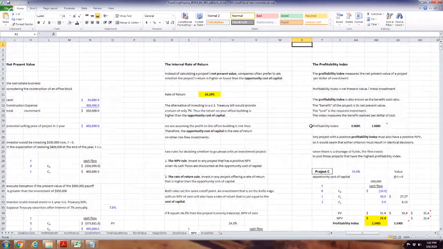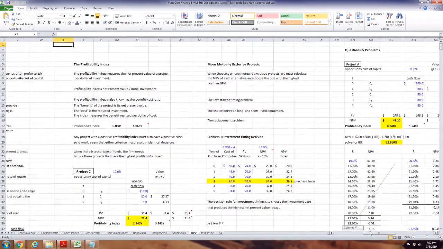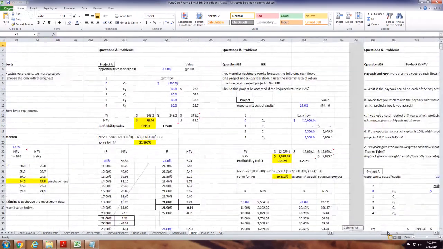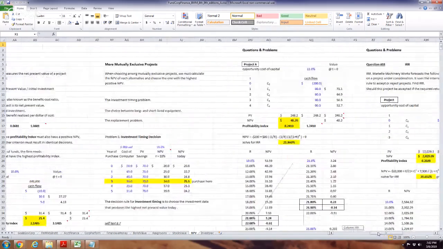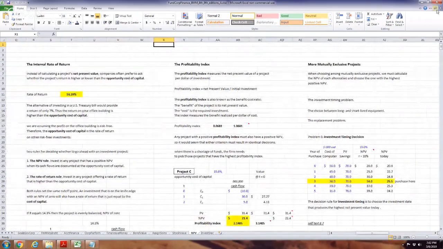And you can see I have the profitability index. We have that coming. We have mutually exclusive projects, and then we have a lot of the problems at the end of the chapter that we're going to be dealing with.